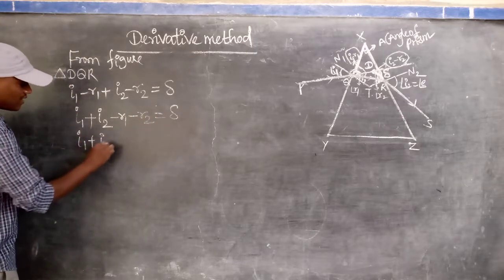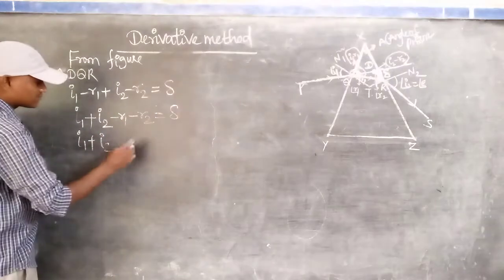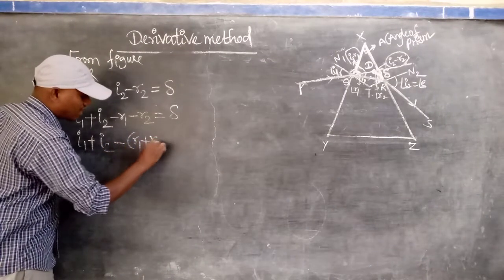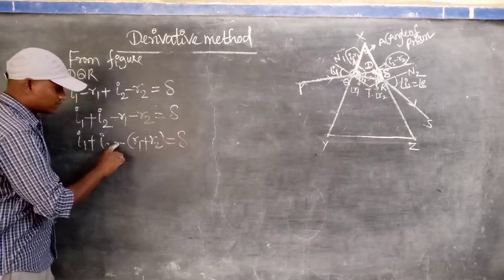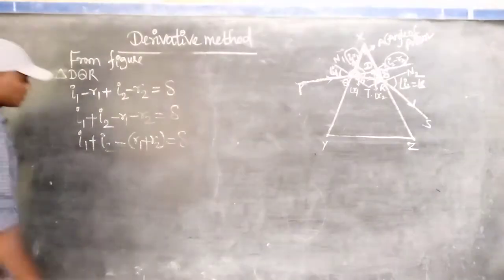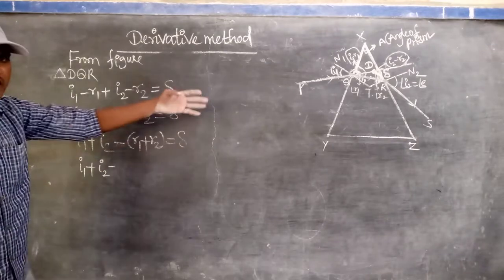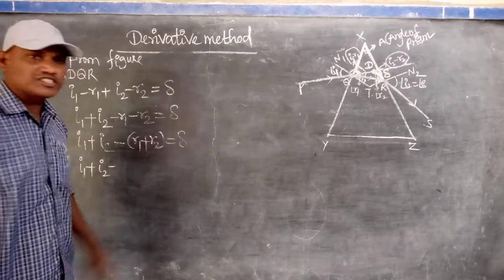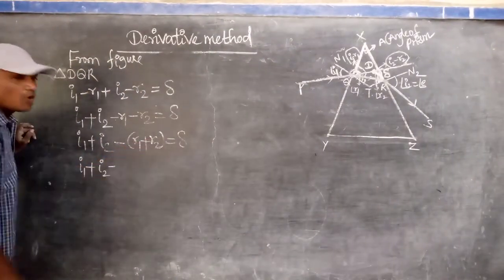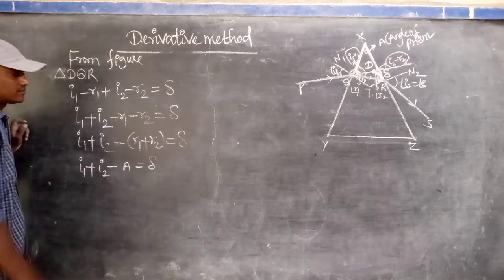I1 plus I2, here I will take the minus common: minus of R1 plus R2 is equal to delta. Minus R1 minus R2. Now I1 plus I2 minus R. Already from equation 1 we know that R1 plus R2 is nothing but A. Is it correct or not? That's why in the place of R1 plus R2 you can write A. That's why I1 plus I2 minus A is equal to delta.